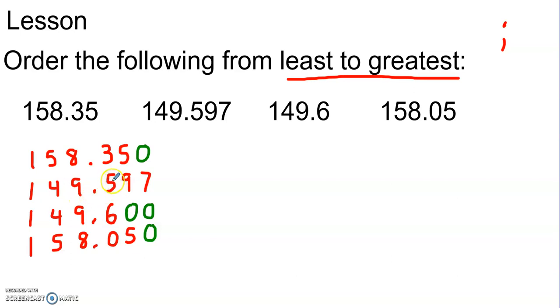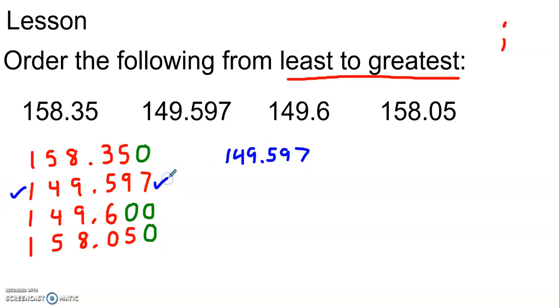I go to the right again. And I notice I have a 5 and a 6. Well, which one is smaller? Is 5 smaller or is 6 smaller? We know the 5 is smaller. So I'm going to write 149 and 597. And I'm going to just check this off because I know that I used it.